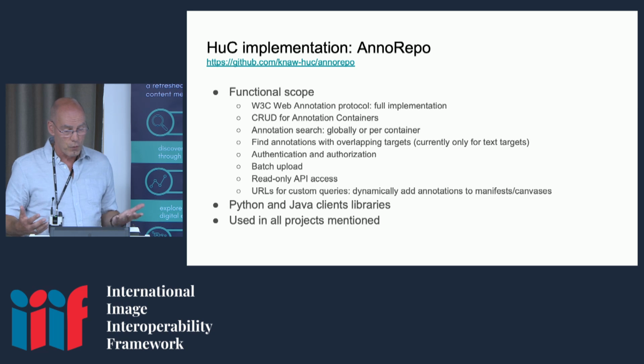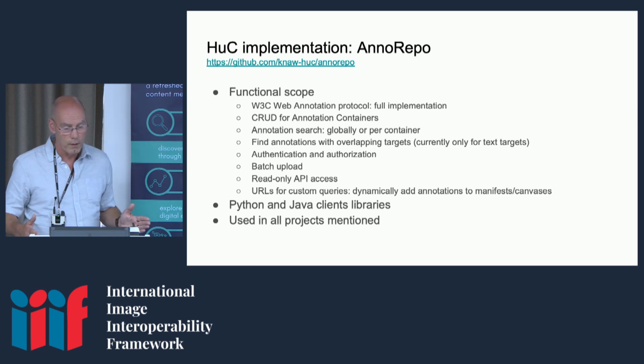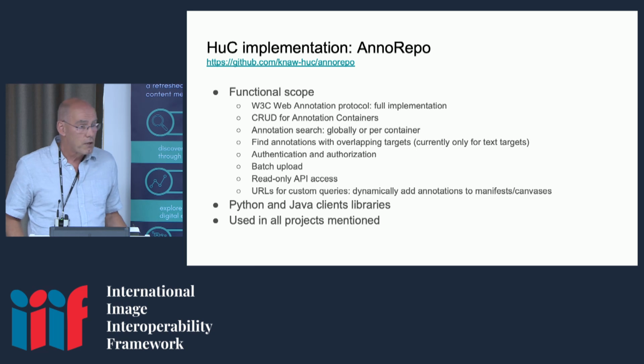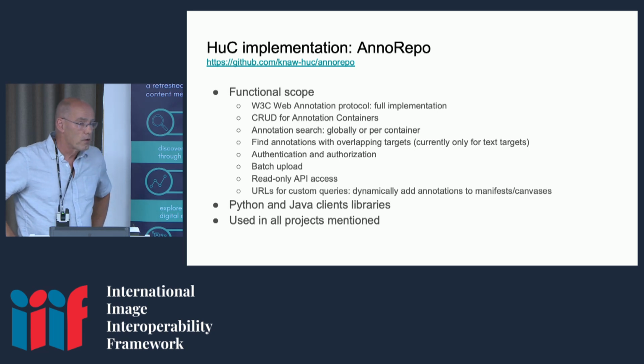A special function that we use a lot for our text annotations is that we query for annotations that overlap with some segment of text, so overlapping targets is very handy. Maybe this could also be extended to overlapping image segments, or this is already available, I don't know. We worked on authentication and authorization. Batch upload is very practical in our situation where we have to deal with lots and lots of annotations.